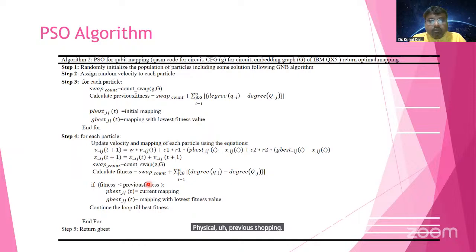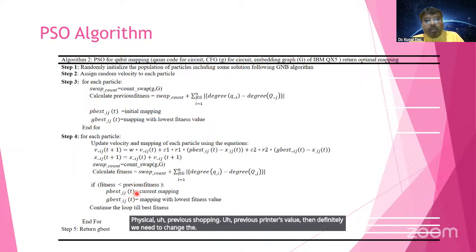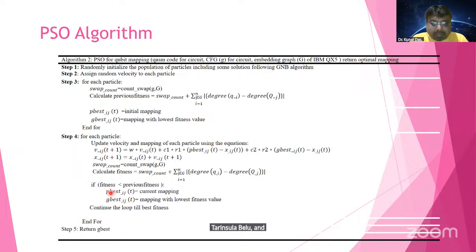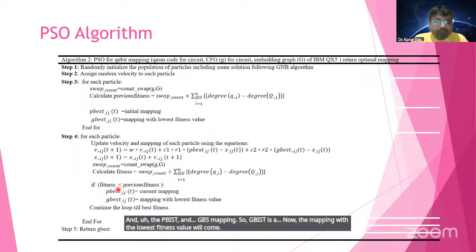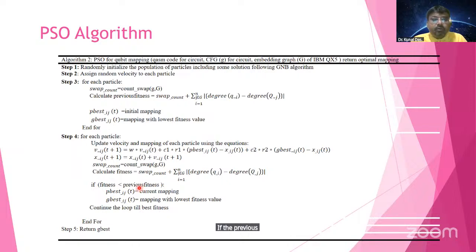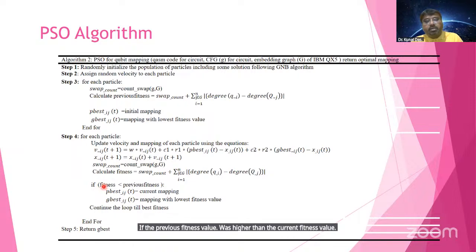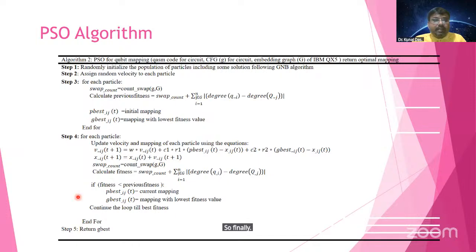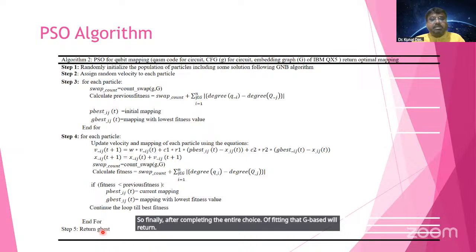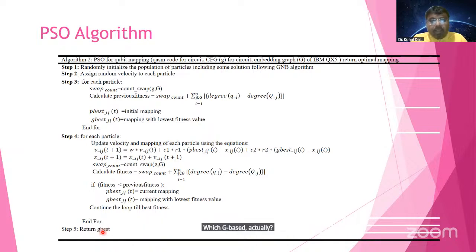If the fitness value is lesser than the previous fitness value, then definitely we need to change the current swap value and the p best and g best mapping. So the g best is now the mapping with the lowest fitness value. If the previous fitness value was higher than the current fitness value, that is, if the current fitness value is lesser, that will be the g best. So finally, after completing the entire iteration, the g best will be returned, which is actually your optimal mapping for the given problem.